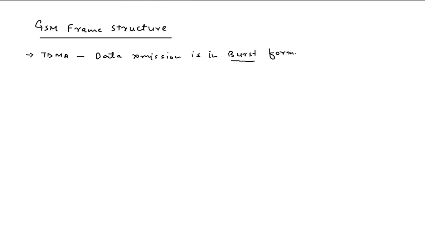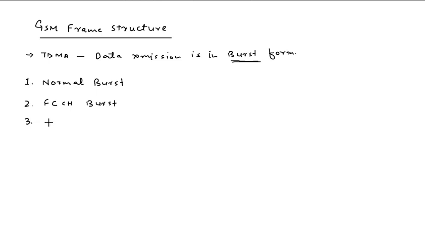Burst form means the data transmission is not continuous, and in order to transmit the data, we have different data transmission formats. So, in total, we have five different data burst formats. Number one, we have our normal burst. Number two, we have FCCH burst, that is your frequency correction channel.